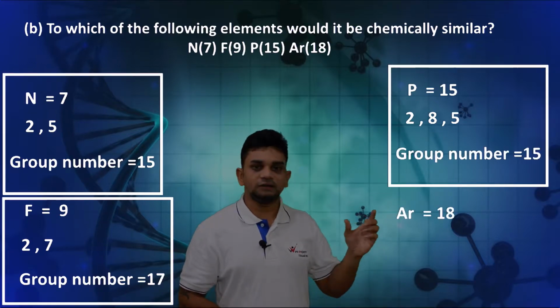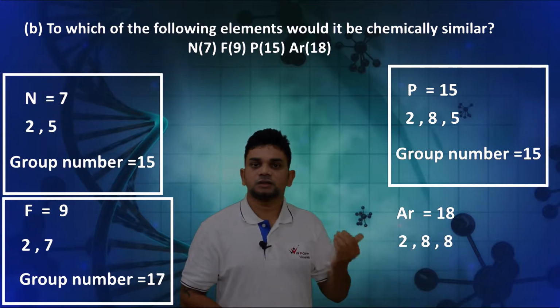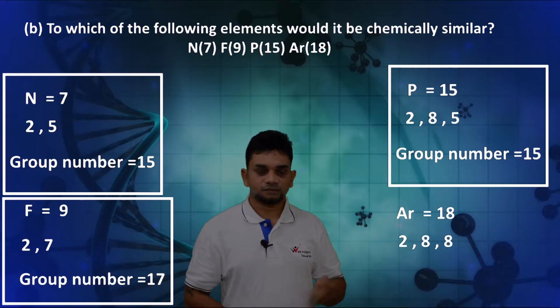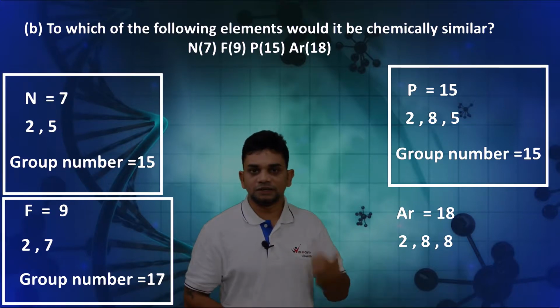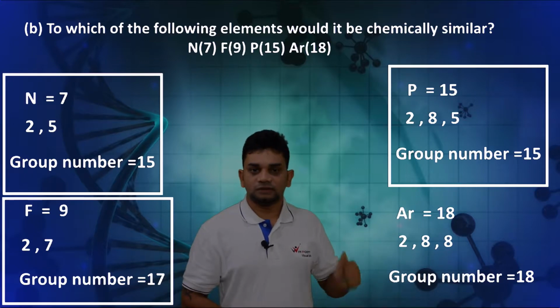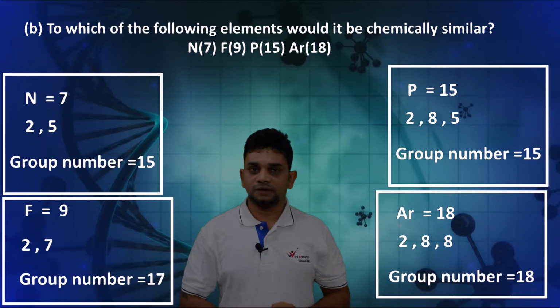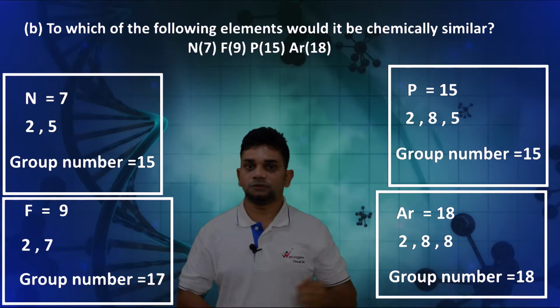Next element, argon. The atomic number of argon is 18. The configuration will be 2, 8, 8. How many electrons are there in the outermost shell? 8 electrons, so we need to add 10. Then the group number will be 10 plus 8 equal to 18. Now we know the group numbers of all the elements, right? Here we have the group numbers of all the elements.